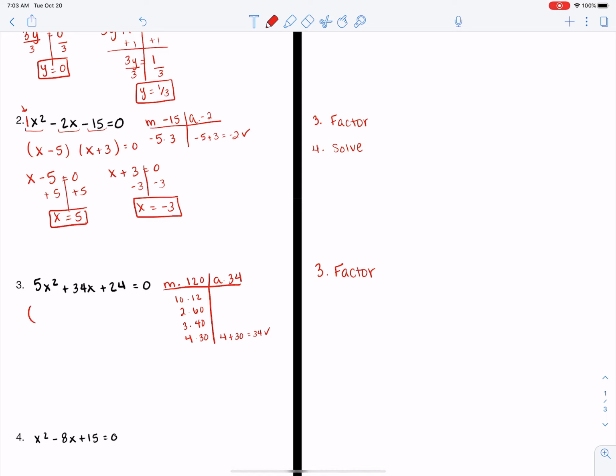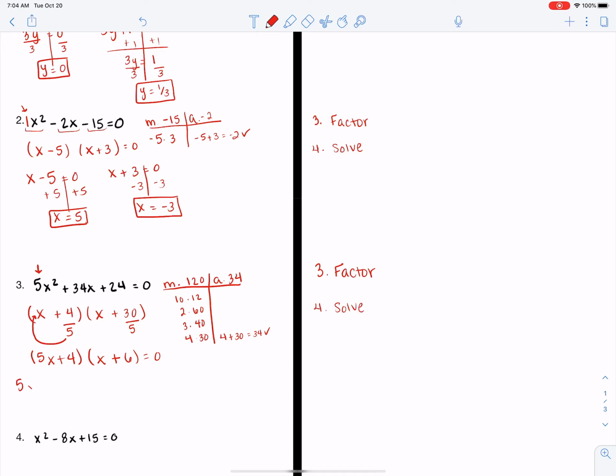So I'm going to build my two binomials, starting with x. I put 4 in one, and I put 30 in the other. Now, because your a value is not 1, you have to divide to undo the multiplication you did before. If your fractions simplify, simplify them. If they don't simplify, kick back the bottom. So if I have 4 over 5, that doesn't simplify. I'm going to kick back the 5. So this is really 5x plus 4. And x plus 30 divided by 5 is 6. Equals 0. All right, step 4, solve.